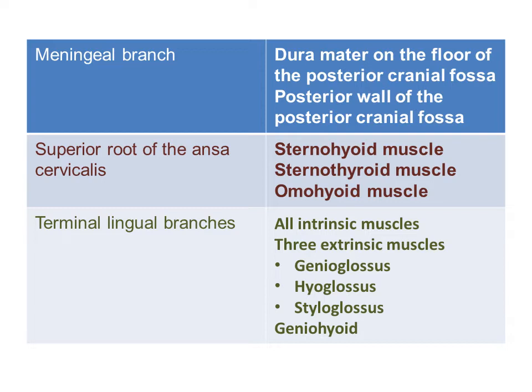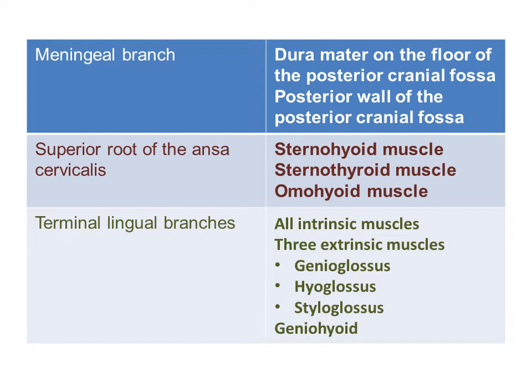There are three main branches of this nerve. First of all, the meningeal branch. It supplies the dura on the floor of the posterior cranial fossa and the posterior wall of the posterior cranial fossa. The second one is the superior root of the ansa cervicalis. It supplies three muscles: sternohyoid, sternothyroid, and omohyoid. They are all depressors of the hyoid bone.